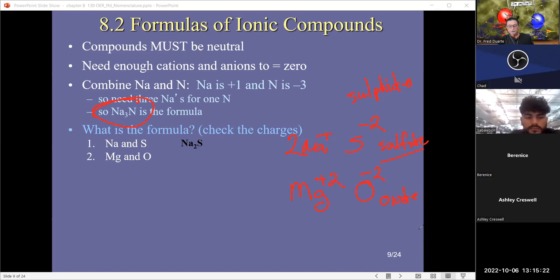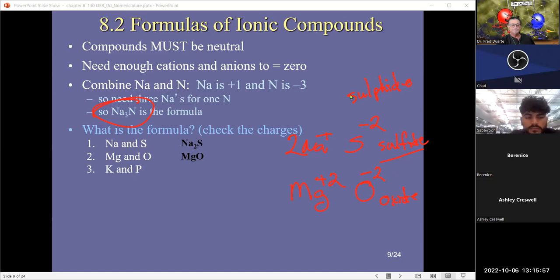Now we've got a +2 and a -2. This is straightforward, I just need one of each to cancel out each other's charge. So its respective formula becomes MgO. Its name is magnesium oxide, not magnesium oxygen. That's totally incorrect because there's a difference between oxygen and oxide, as there is a difference between sulfur and sulfide.